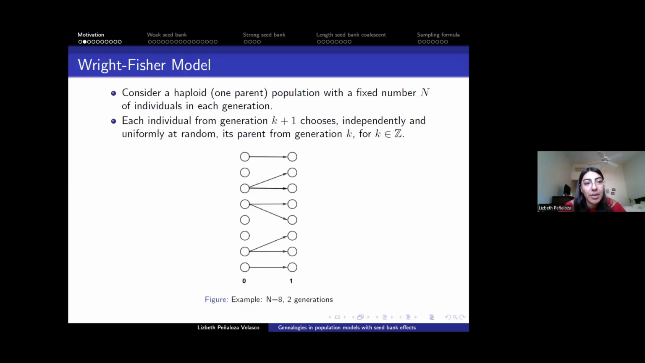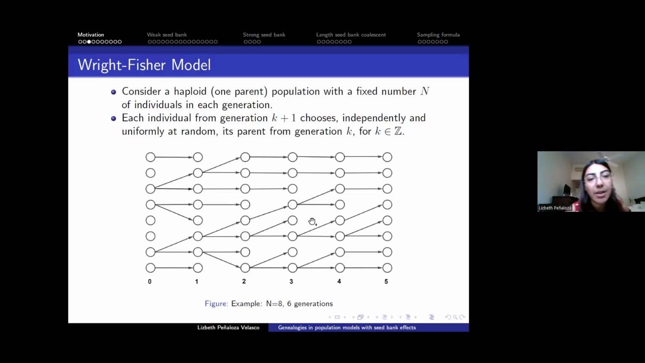First, I will present the Wright-Fisher model. We need to consider a haploid population with a fixed number n of individuals in each generation. For example, here, in generation number 1, every individual has to choose its parent in the previous generation. That means each individual from generation k plus 1 chooses independently and uniformly at random its parent from generation k.